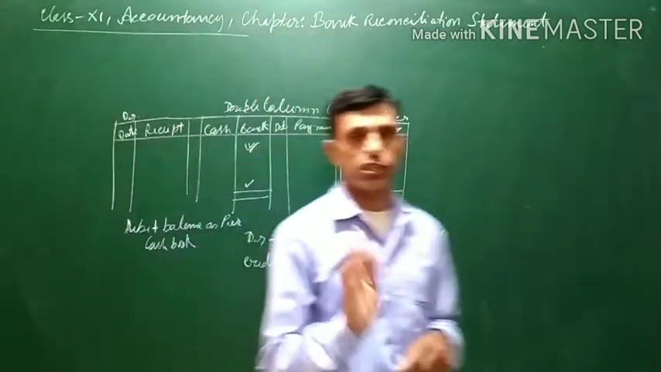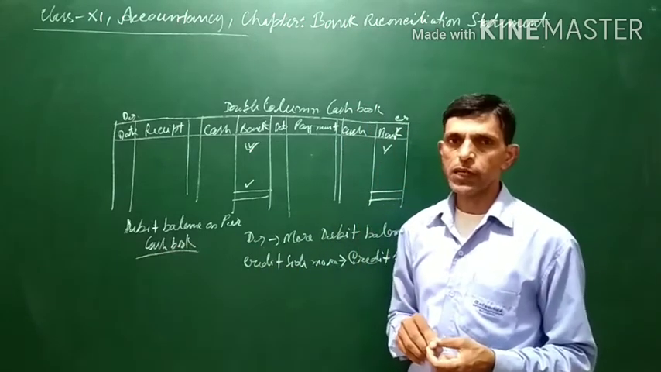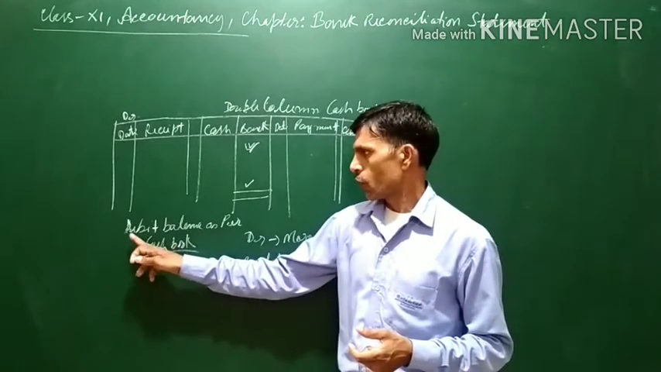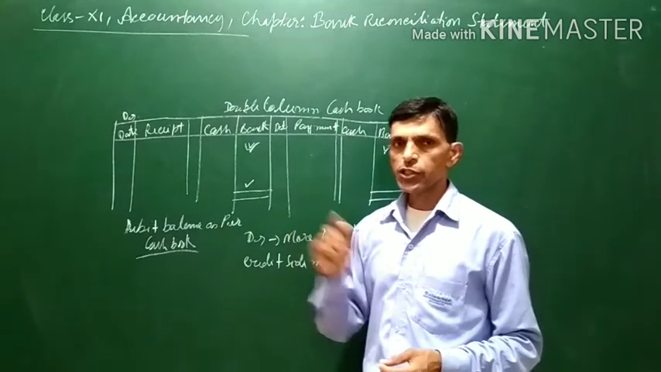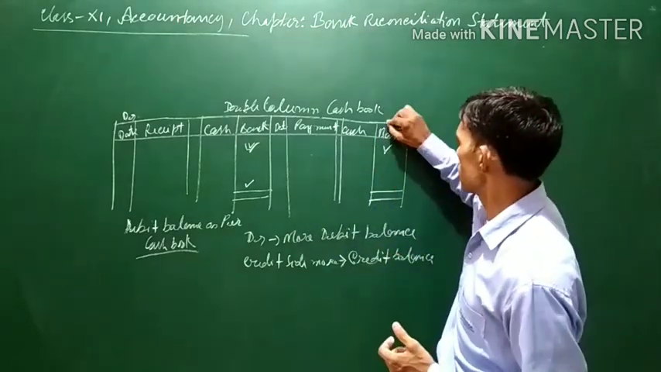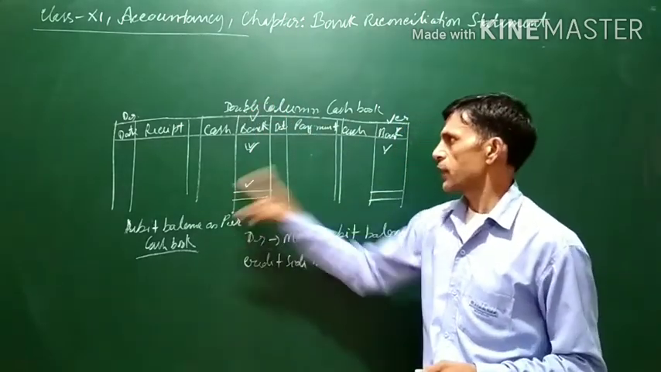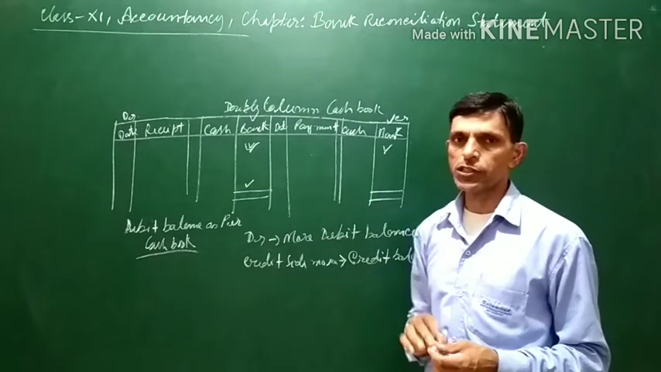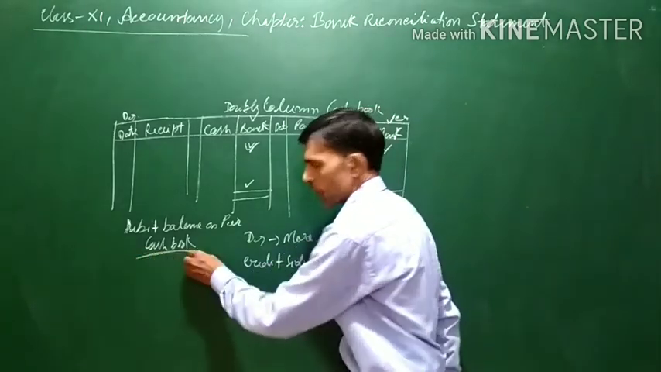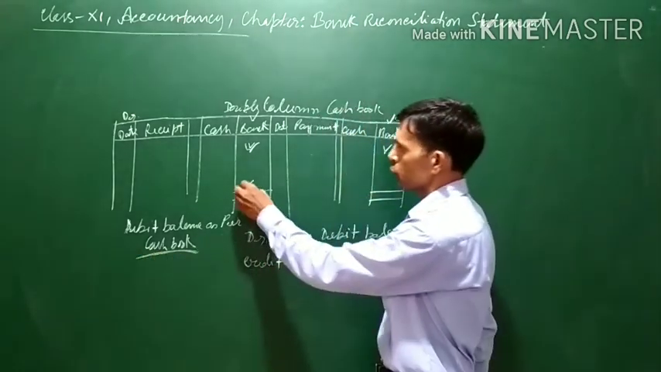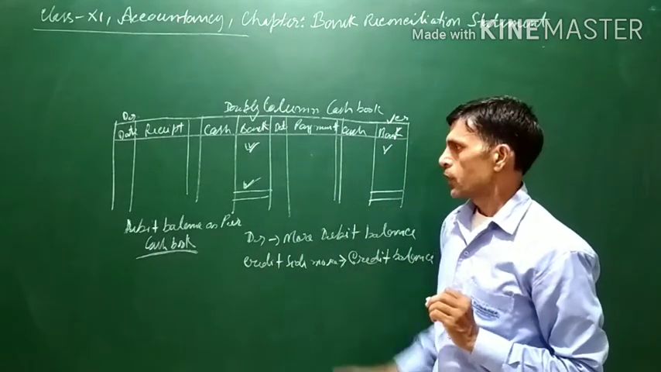Whenever we discuss the balance as per cash book in the bank reconciliation statement, it will refer only to the balance of the bank column, not the cash column. It will not be related to cash. This is to be kept in mind very clearly.